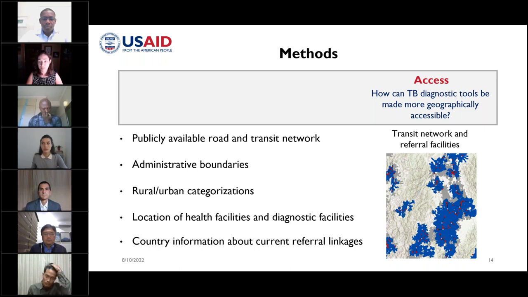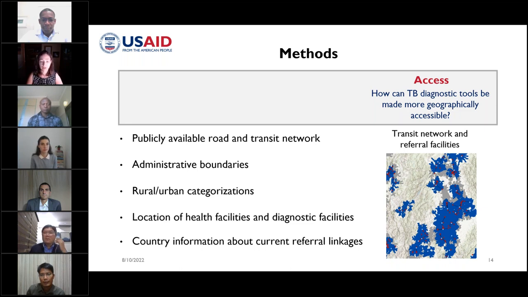So our last piece is access. How can TB diagnostic tools be made more geographically accessible? We do this by incorporating publicly available road and transit network information to determine driving distance to each individual facility. We use administrative boundaries where available and rural-urban categorizations if necessary to help us determine whether travel can be fast or slow in an area.